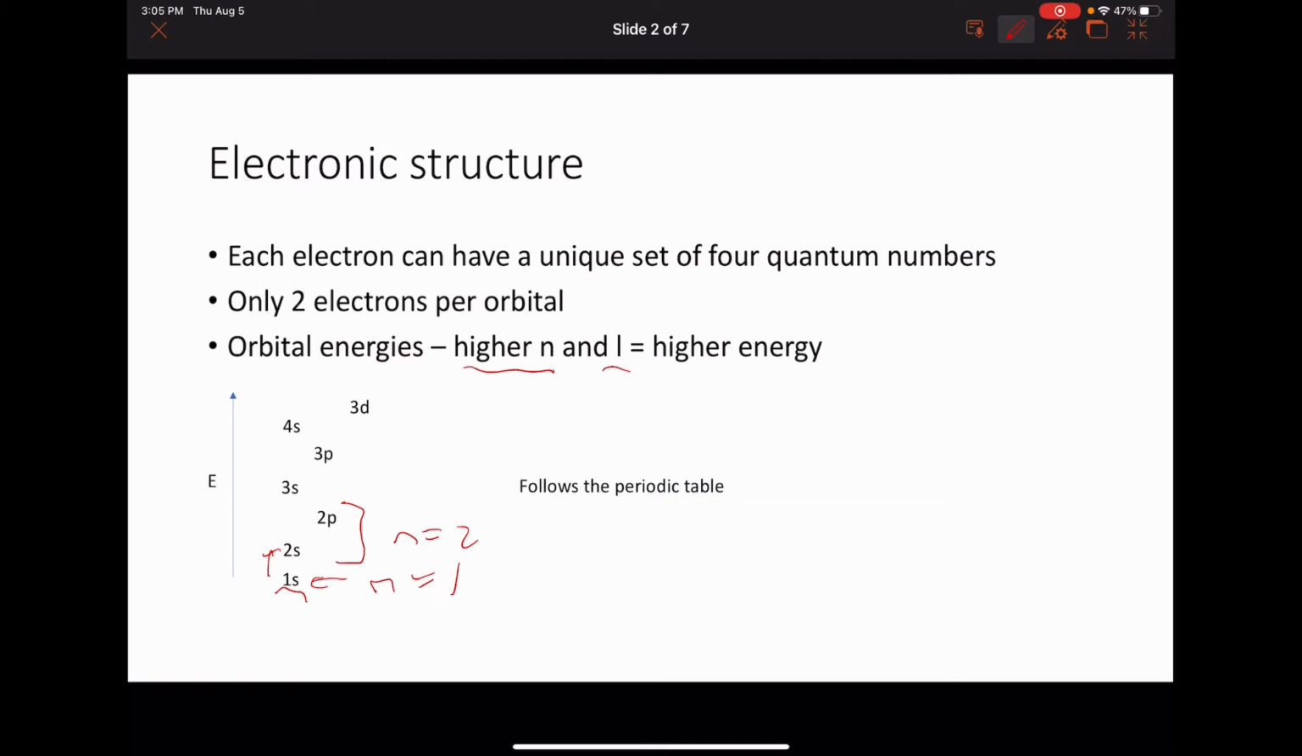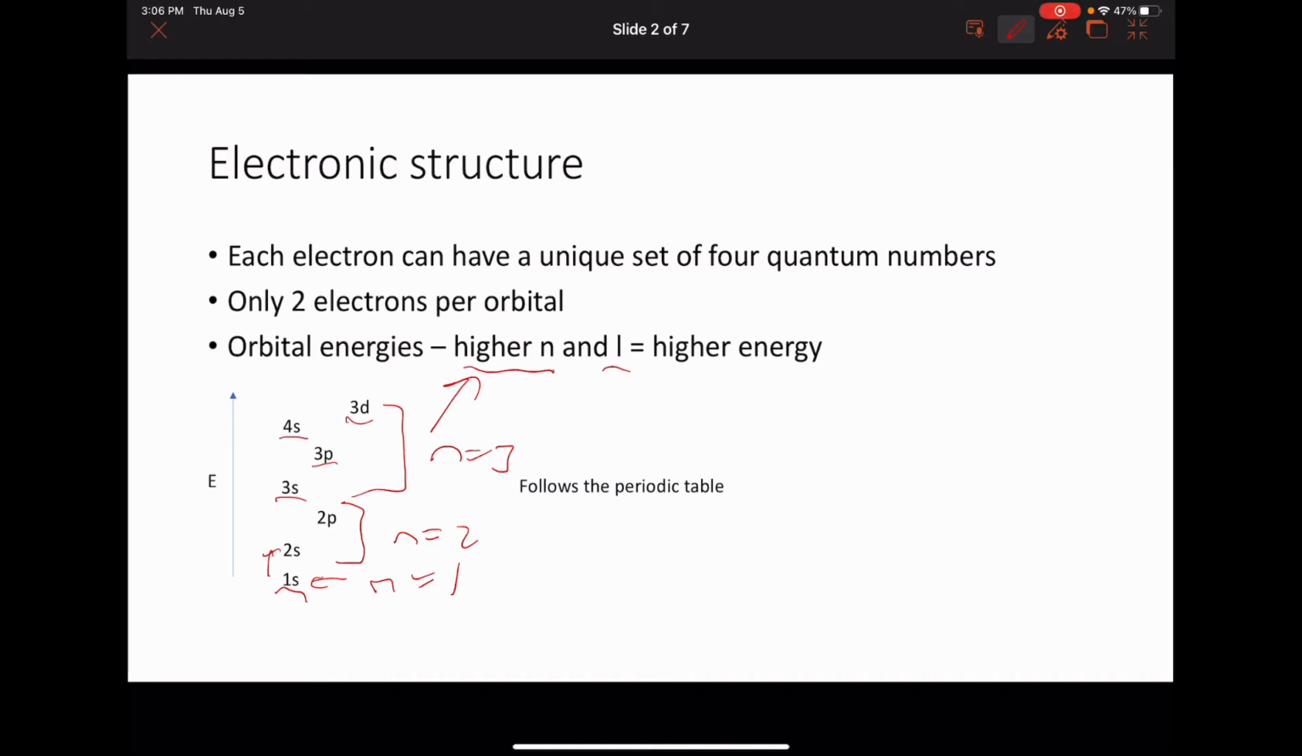And the same thing we have with n equals 3. We have three of them: the 3s, l equals 0, then l equals 1, and l equals 2 is the highest of those. But then it turns out that 4s is actually lower in energy than the 3d. And we get quite a bit of this as we go up the sets of orbitals themselves.